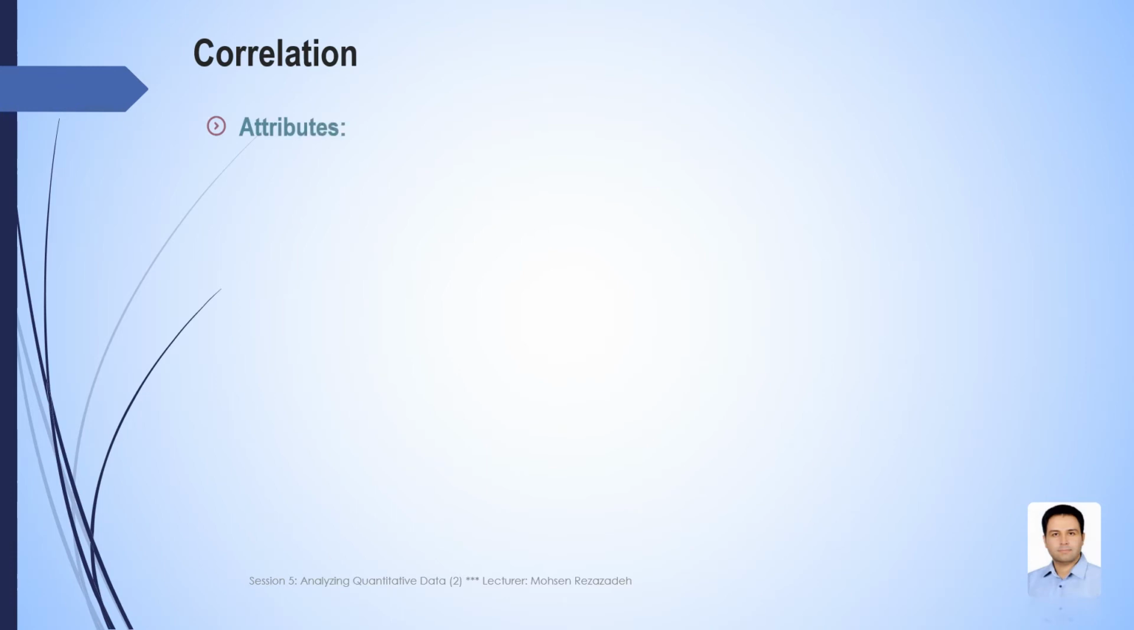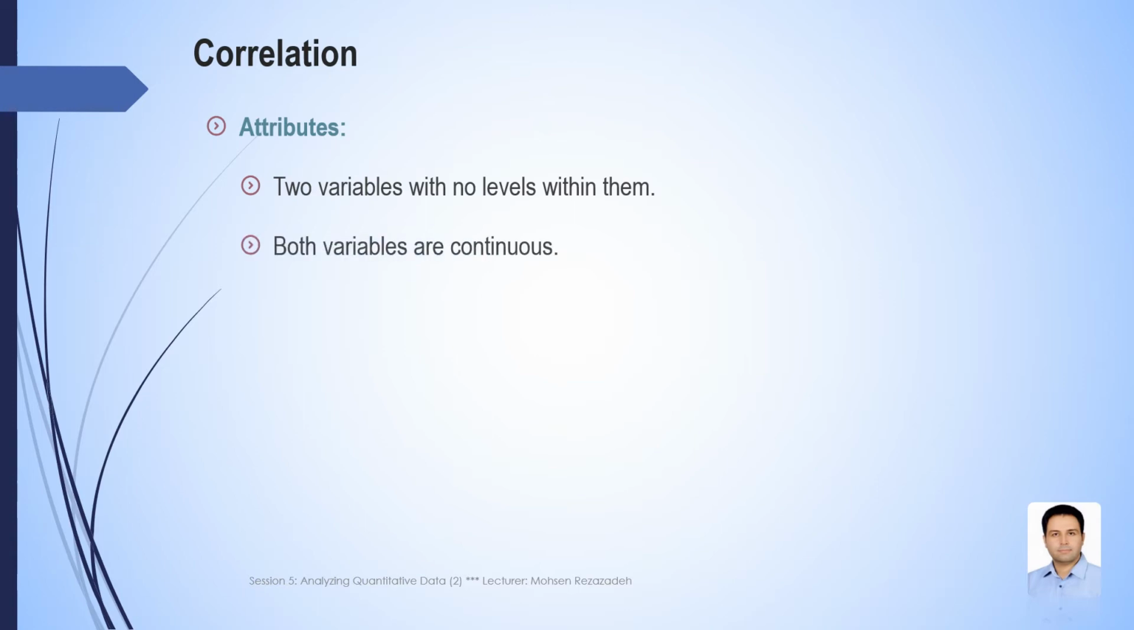Correlation has the following attributes. There are exactly two variables, and these variables do not have any levels within them. The other attribute is that both variables are continuous. We cannot have, in this type of correlation, of course, one continuous variable and another, for example, categorical variable. Both of them are continuous.